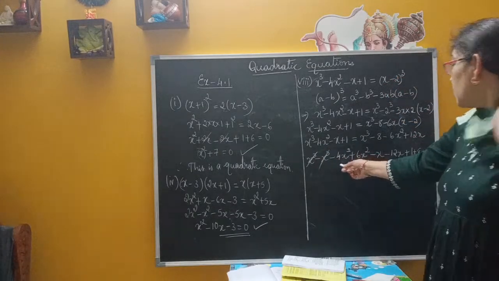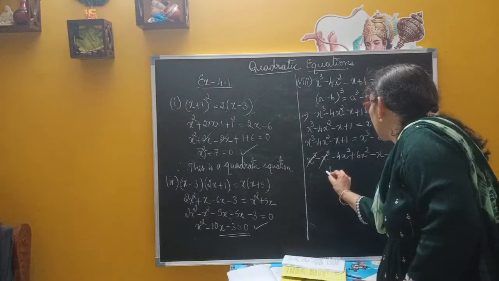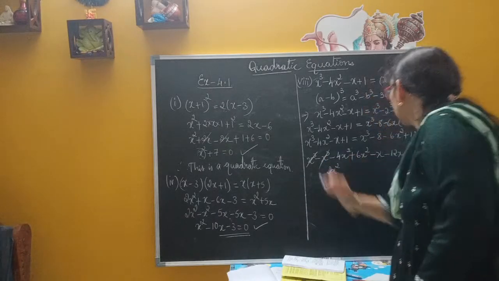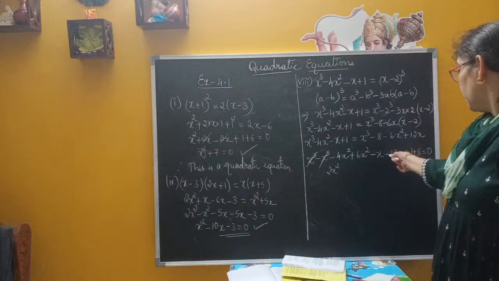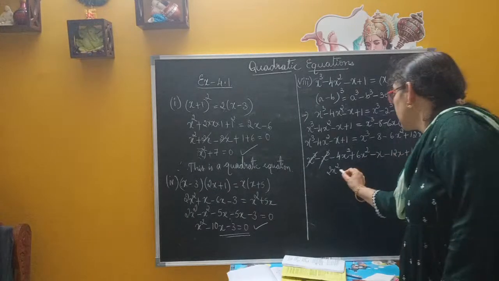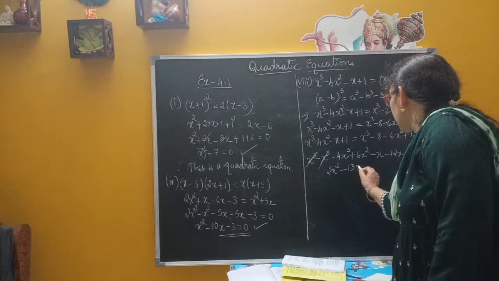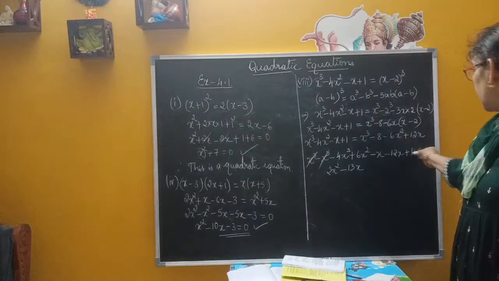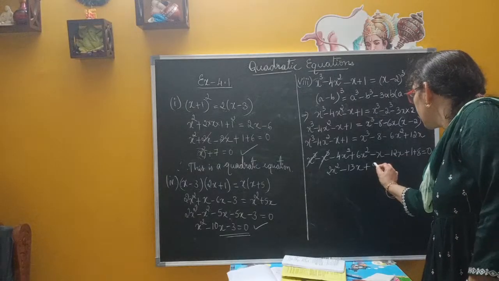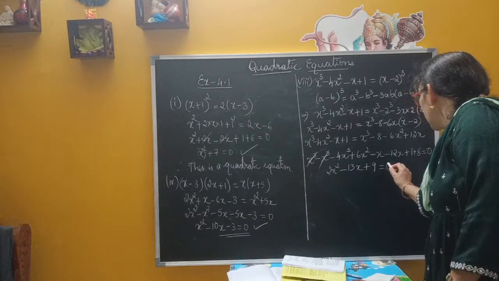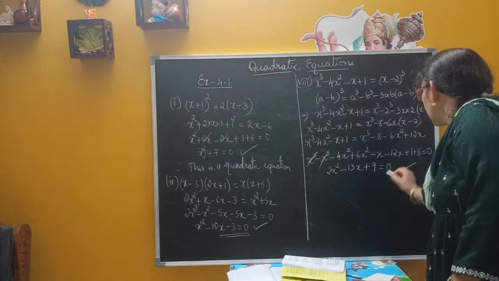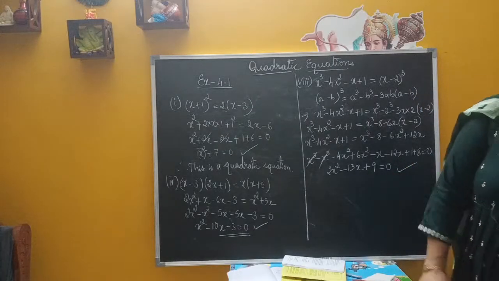Yes, 6x square minus 4x square is 2x square. 6 minus 4 is 2. Minus 1 plus minus 12, it is minus 13x. 8 plus 1 is 9. Plus 9 is equal to 0. This is a quadratic equation.